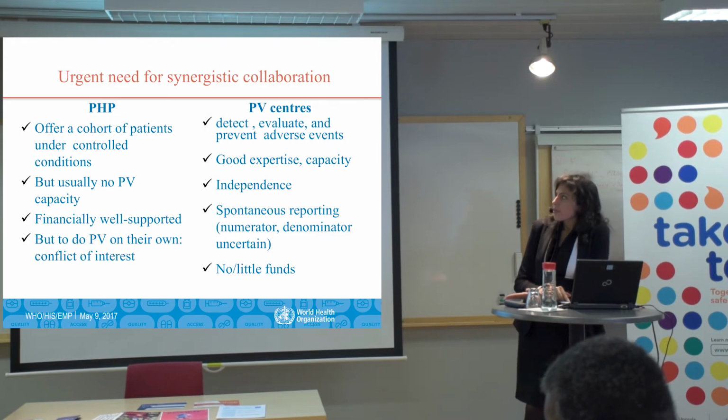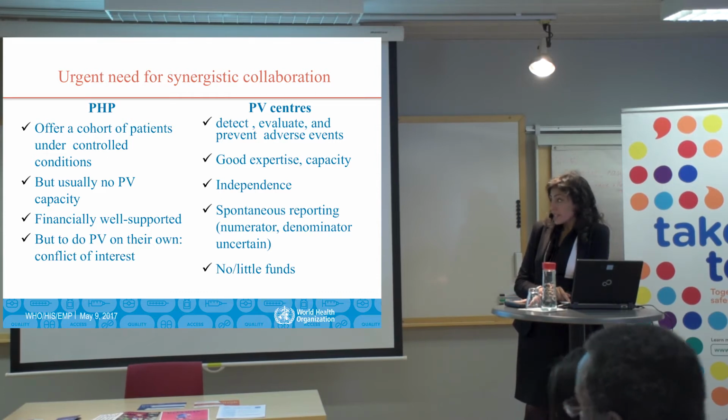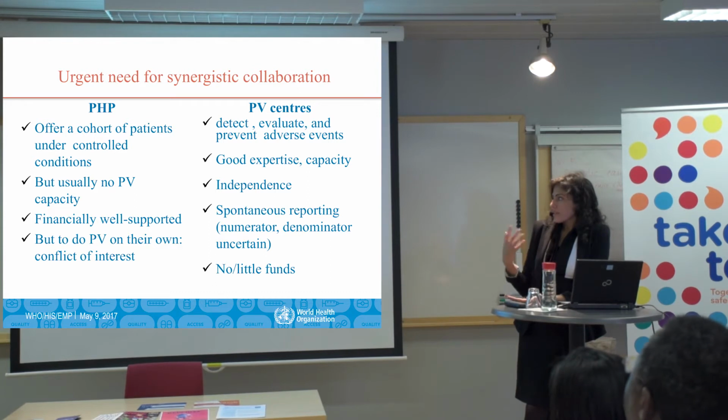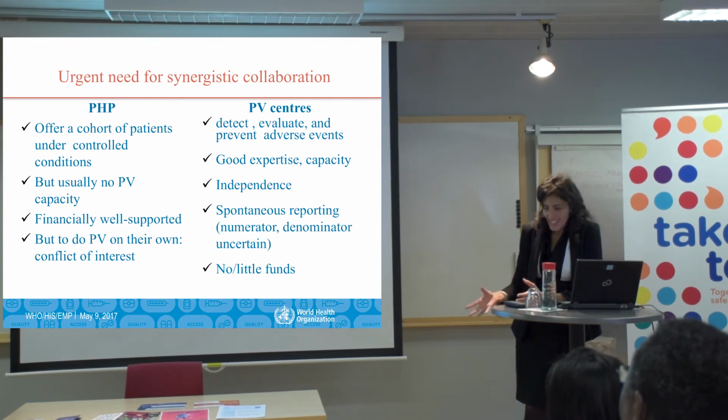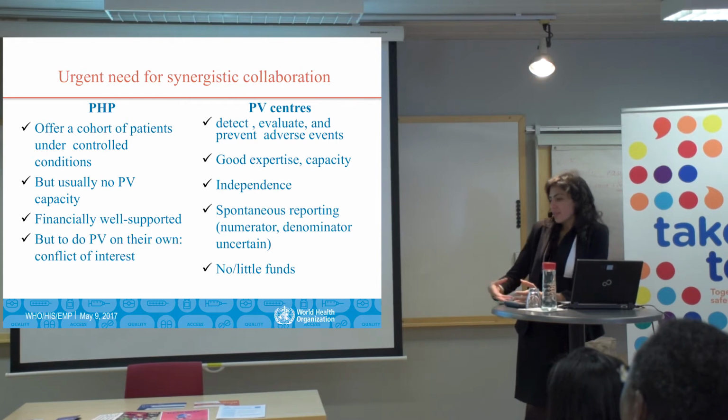So these are some of the examples that the PV centres have to offer. They can detect, evaluate, and prevent adverse events. They have good expertise and capacity. They're independent, and they have spontaneous reporting. But they have no or little funds. And with spontaneous reporting, they don't have a denominator, so they don't have the number of the usage of the drug.